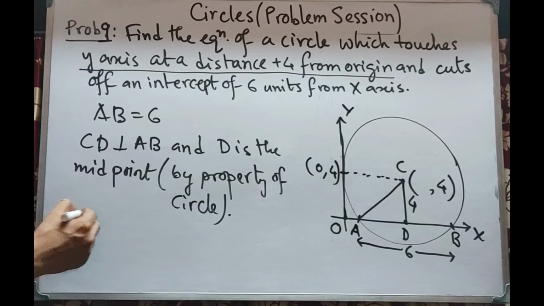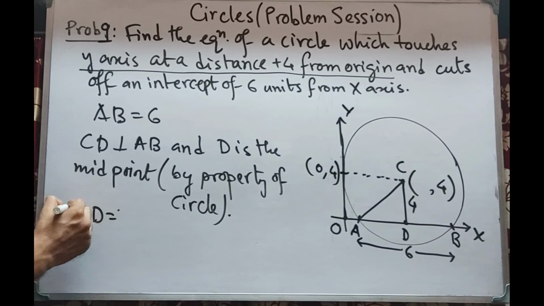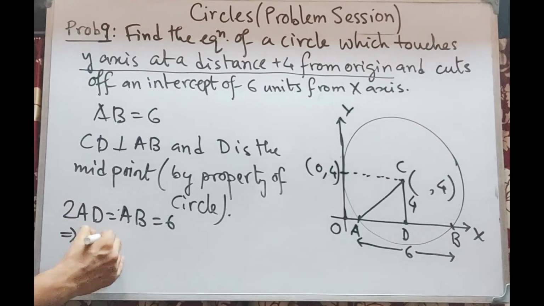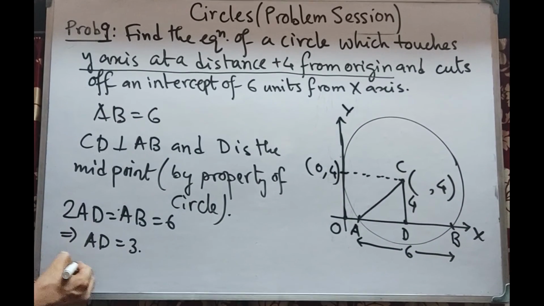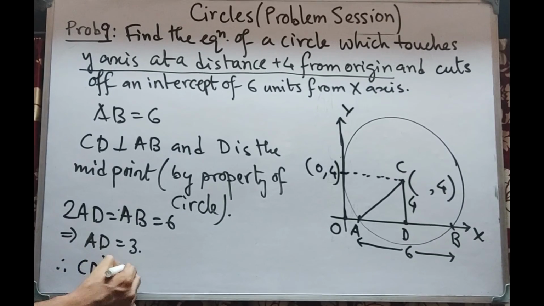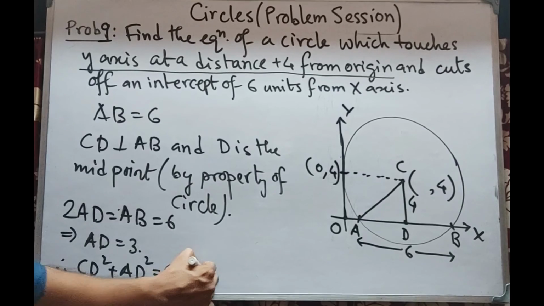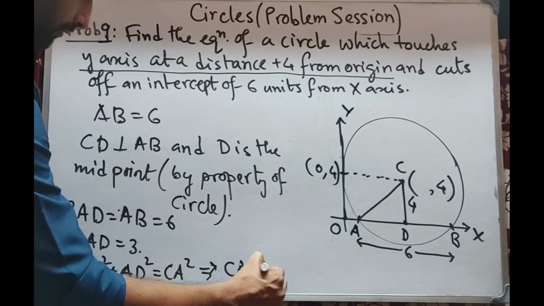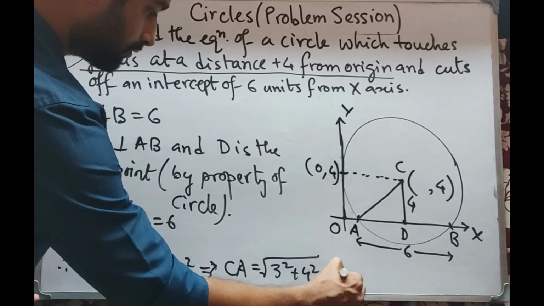So we can say that 2AD is equal to AB, which is equal to 6. That means AD will be 3. Now since CD is perpendicular to AB, by Pythagoras theorem we can say that CD square plus AD square is equal to AC square, or CA square. So CD and AD both are known, so we can say CA is equal to root over of 3 square plus 4 square, that is equal to 5.